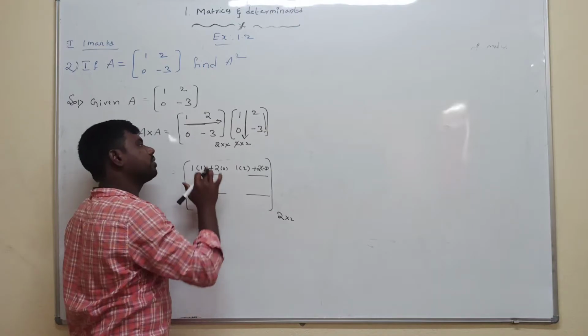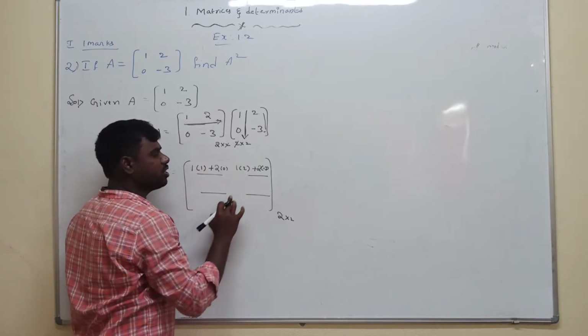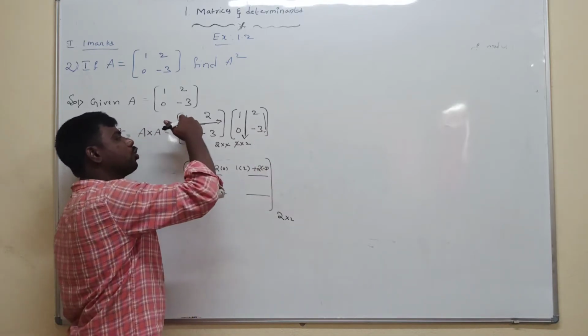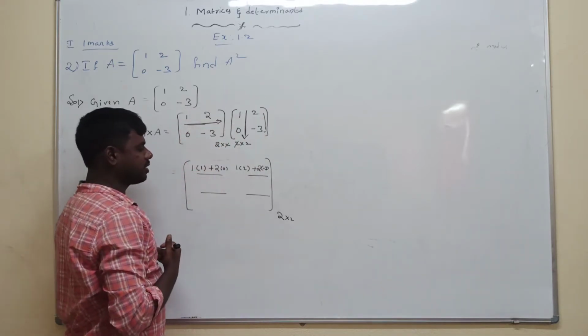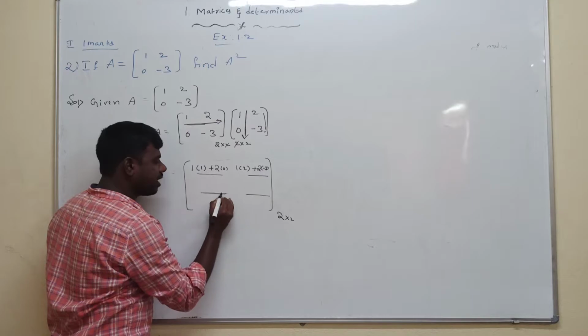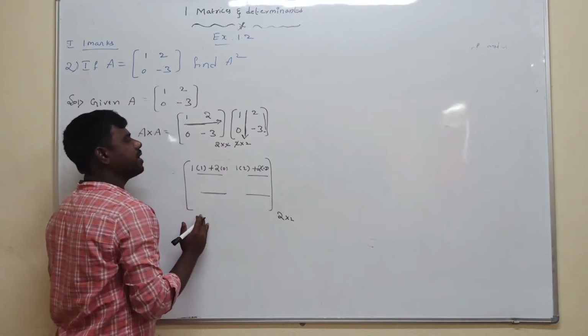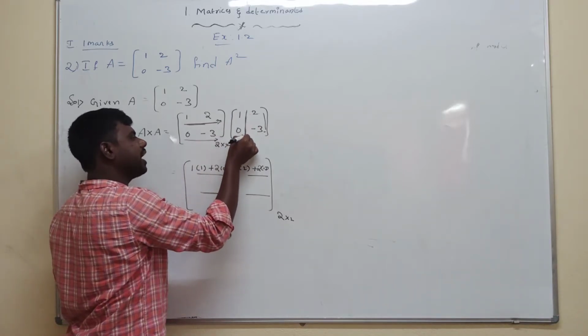That's why we take the first row in the first matrix and the first column in the second matrix. What is the position of the element here? First row, second column. That's why the first row of the first matrix is multiplied with the second column of the second matrix. Now, what is the position of the element here? Which row? This is the second row. Which column? This is the first column. That's why we take the second row in the first matrix and the first column in the second matrix.